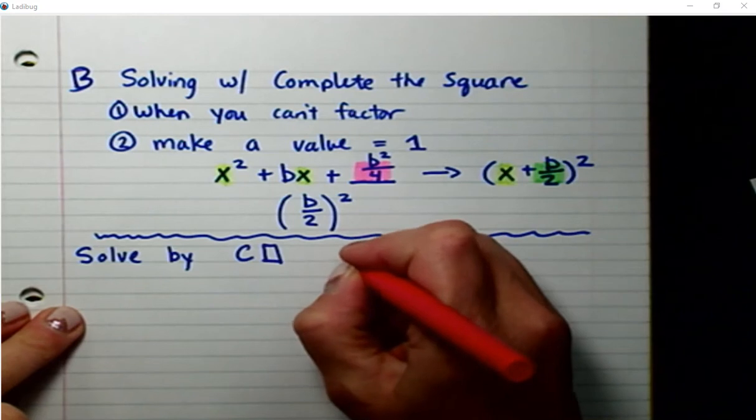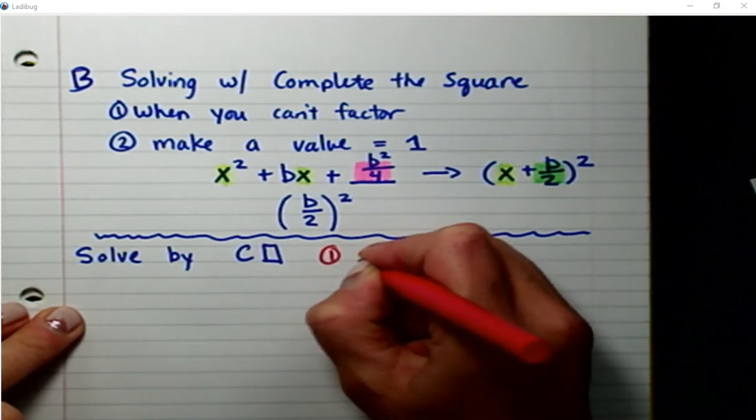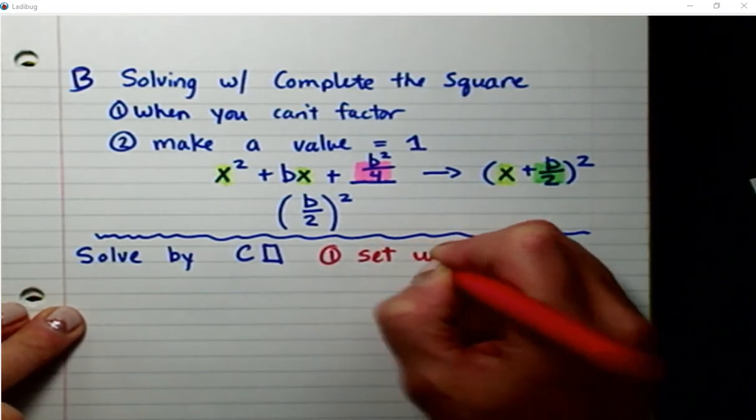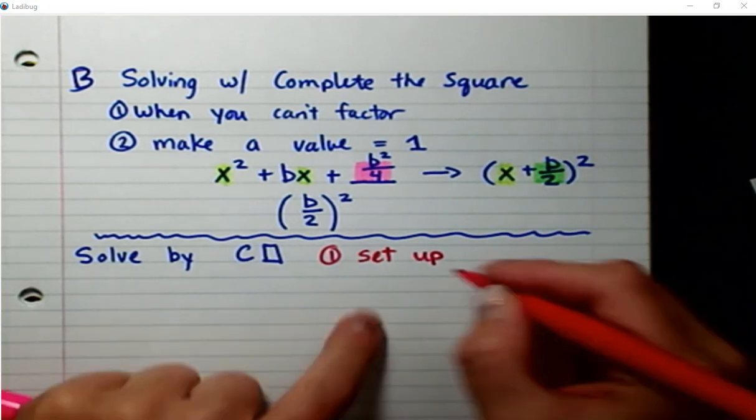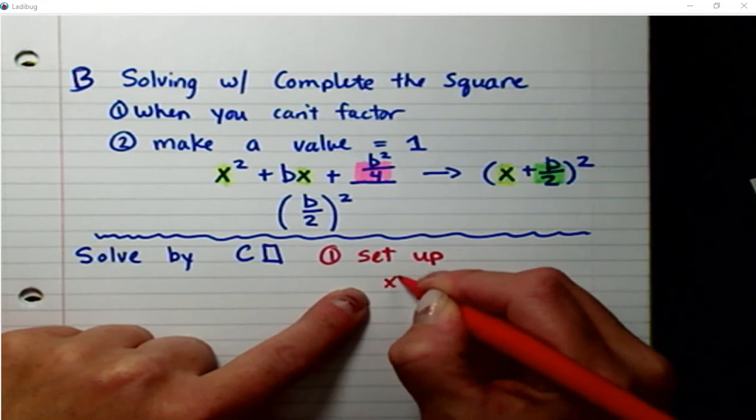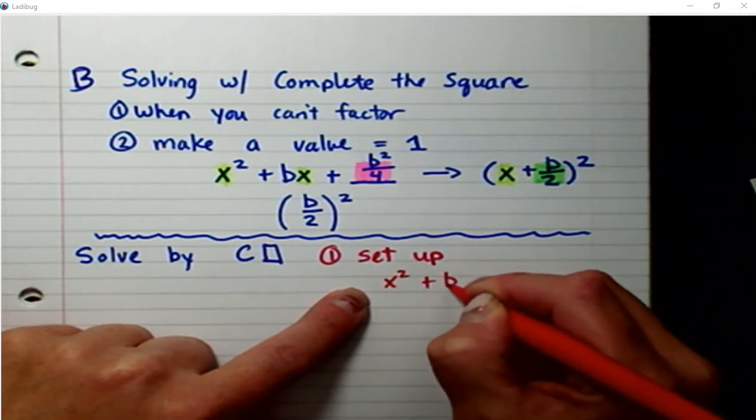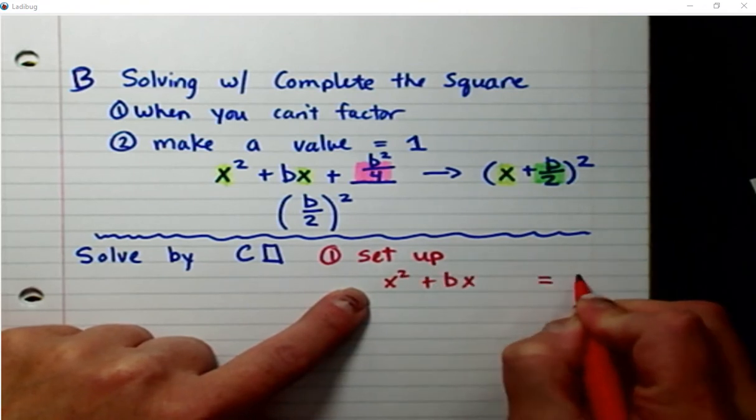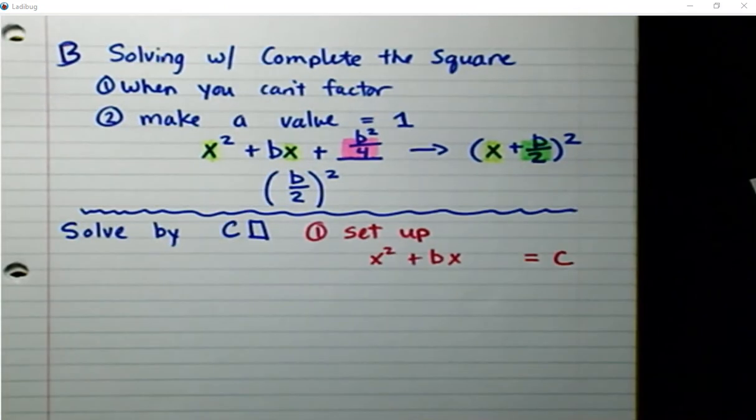Okay, first thing you have to do is get it set up. How do you set this up? You make it look like this: ax squared plus bx. Notice how I put the x's on one side and I moved the number to the other.